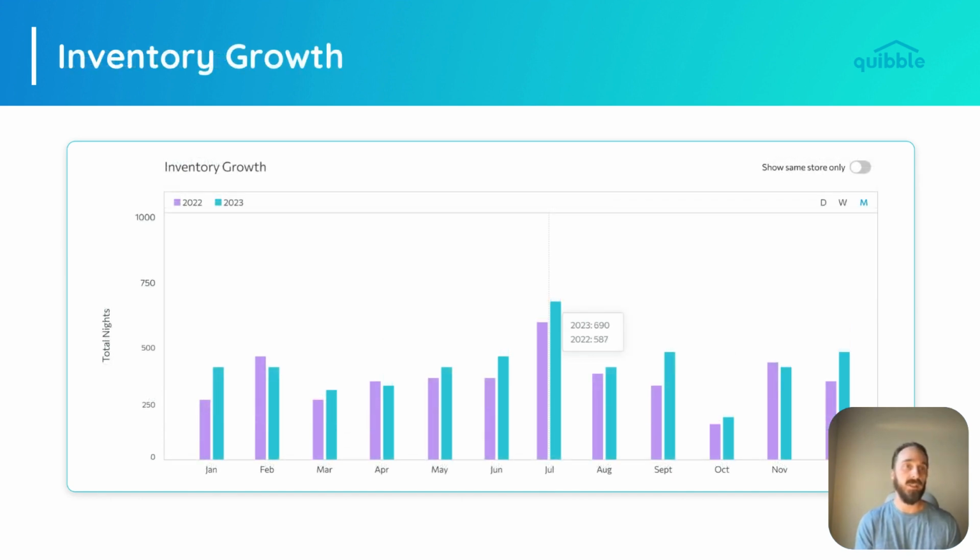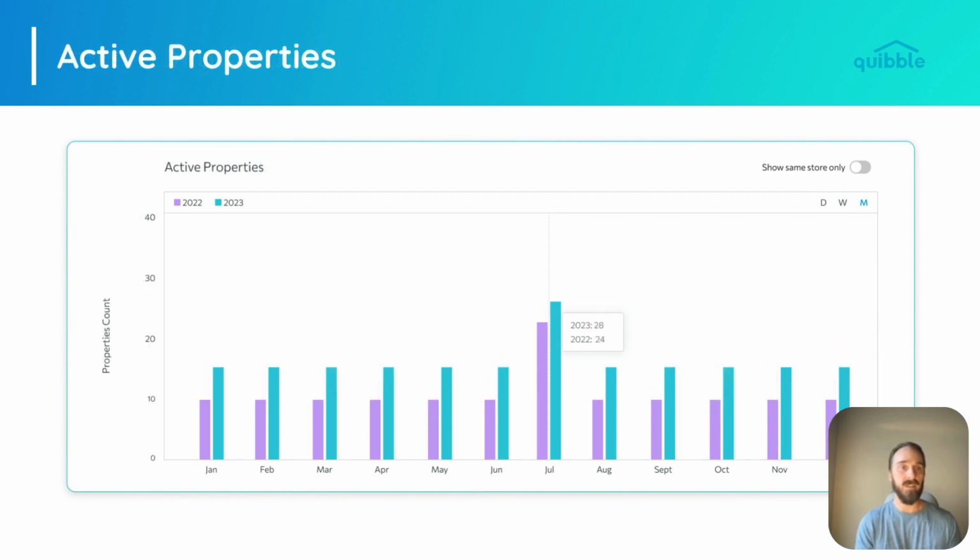Inventory growth. This is a more granular view of property count. We calculate the bookable inventory, meaning we subtract out the inventory that was used by the owner or blocked for some other reason. This is also compared against last year.